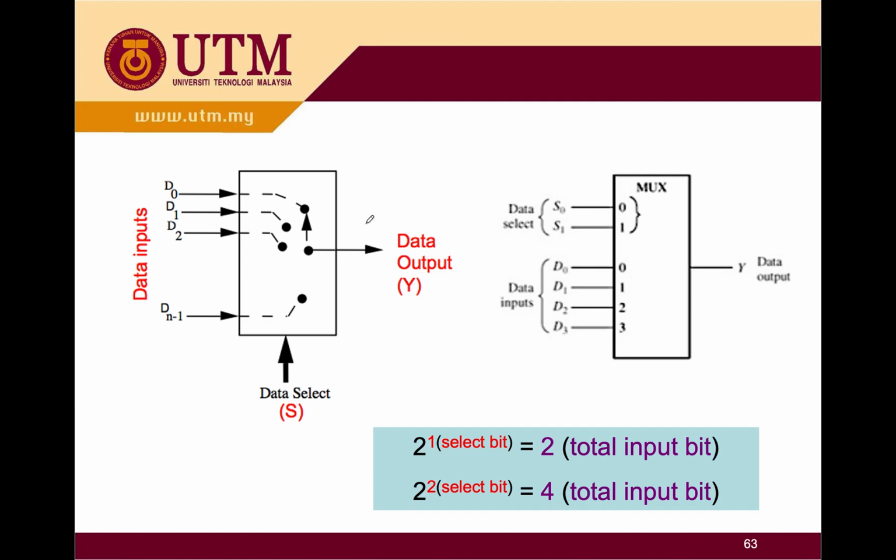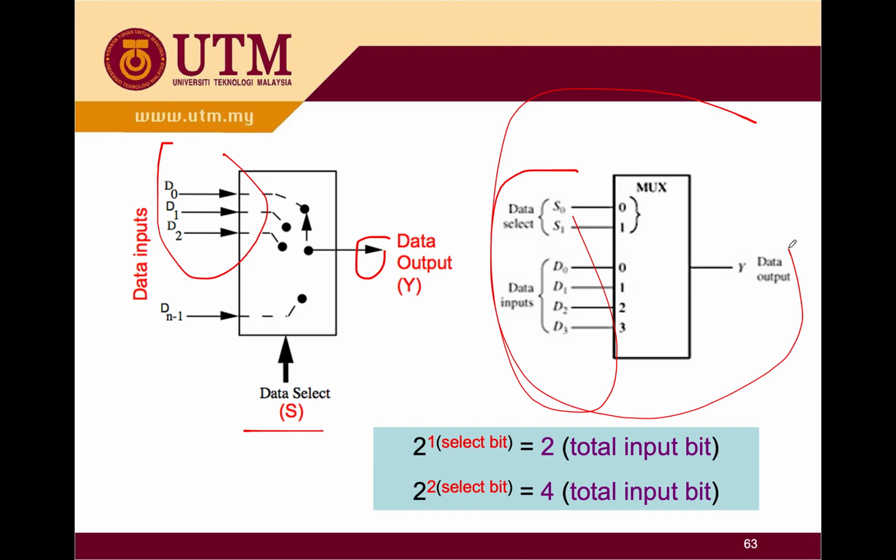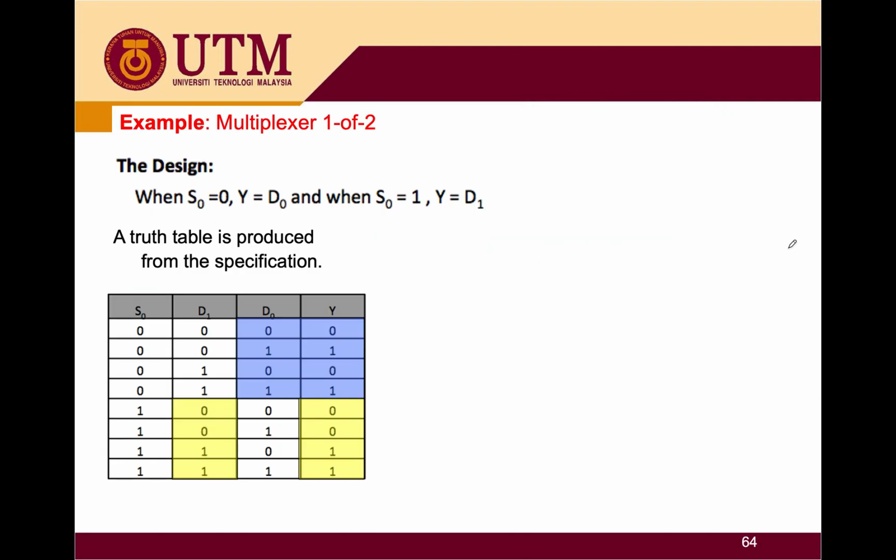This one is the example, which is under data selection. This is your input, and this is the output, one output only, because you have multiple inputs but on the output side you're going to have only one. Please remember that, so you can easily draw your MUX. This is an example, MUX 1 of 2. When S equals 0, Y equals D0, and when S equals 1, Y equals D1.